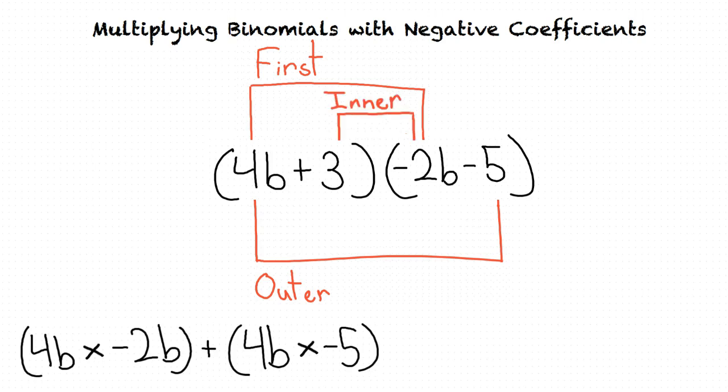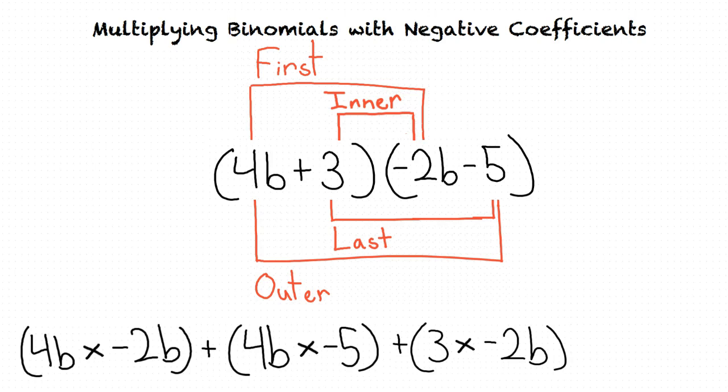This results in 4b times negative 2b plus 4b times negative 5. Now we multiply our inner terms together, which are 3 and negative 2b. This results in 4b times negative 2b plus 4b times negative 5 plus 3 times negative 2b. Finally, we multiply our last terms, 3 and negative 5, which results in 4b times negative 2b plus 4b times negative 5 plus 3 times negative 2b plus 3 times negative 5.